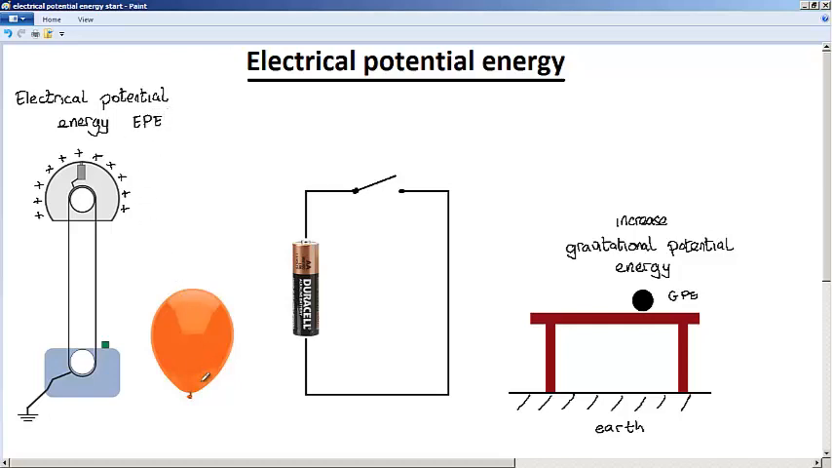Okay, now I can do a similar thing, for example, with a balloon. If you take a balloon and rub the balloon against your hair, you will make negative charges, this time not positive, but negative charges accumulate on the surface of the balloon. And exactly the same thing happens. You're bringing like charges, negative charges, close to each other and causing the electrical potential energy of the charges to increase.